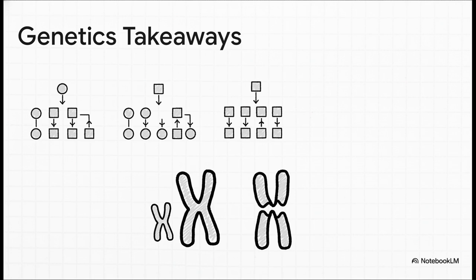For genetics, what do you absolutely need to remember? Get really good at spotting those inheritance patterns on a pedigree. Dominant doesn't skip, recessive does, and X-linked mostly affects males. And you absolutely must understand the difference between aneuploidy, which is a number problem, like the trisomy 13 we saw, versus a structural problem, like a translocation.